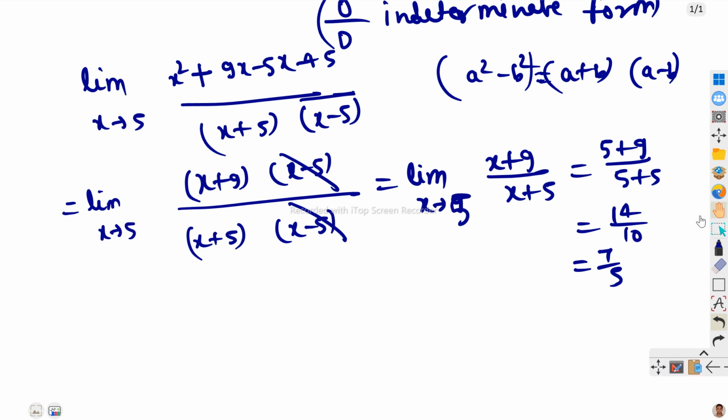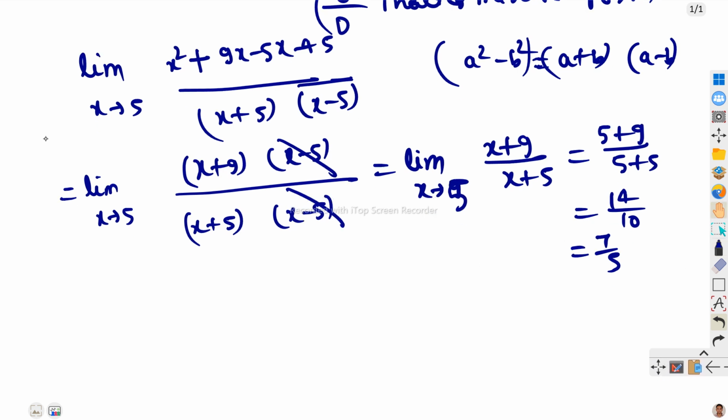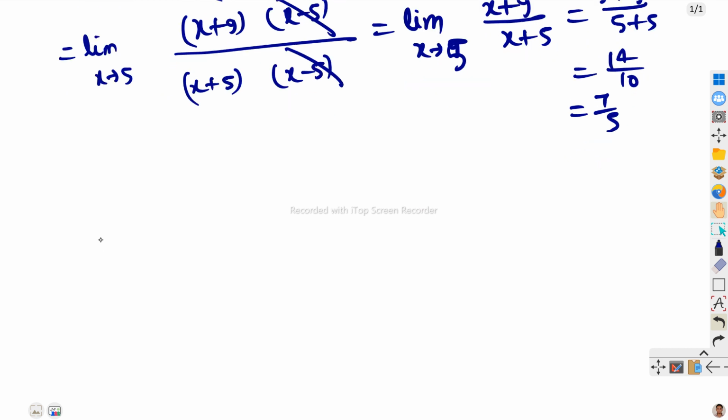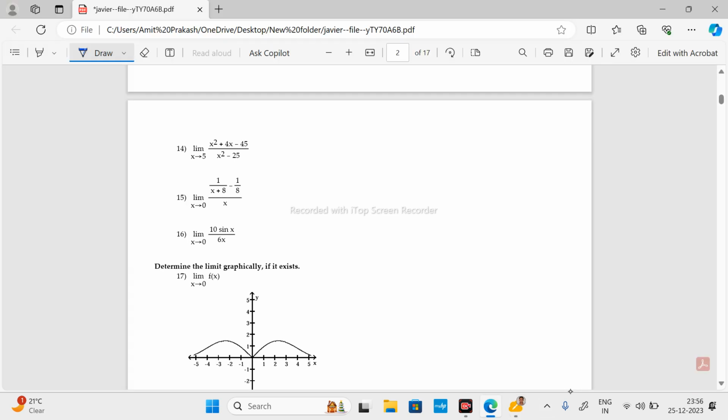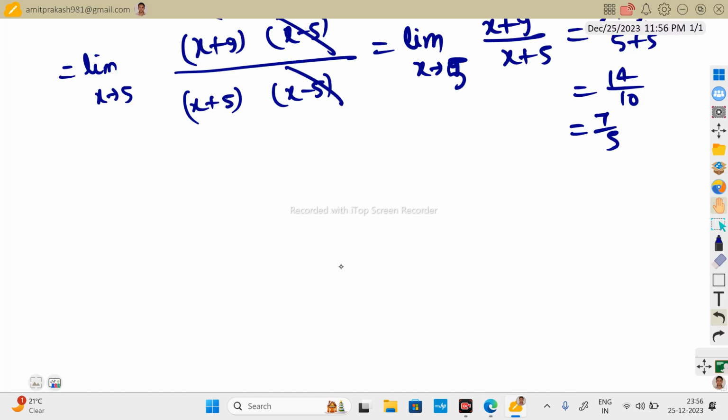Again we are moving on to another problem. The other problem is limit x tends to 0 of 1 upon x times 1 upon x plus 8 minus 1 upon 8. So we have another problem.